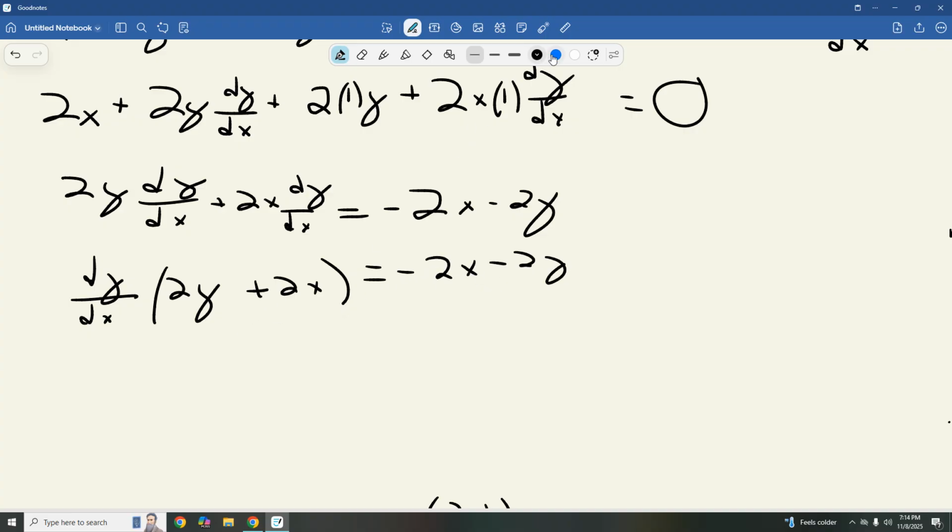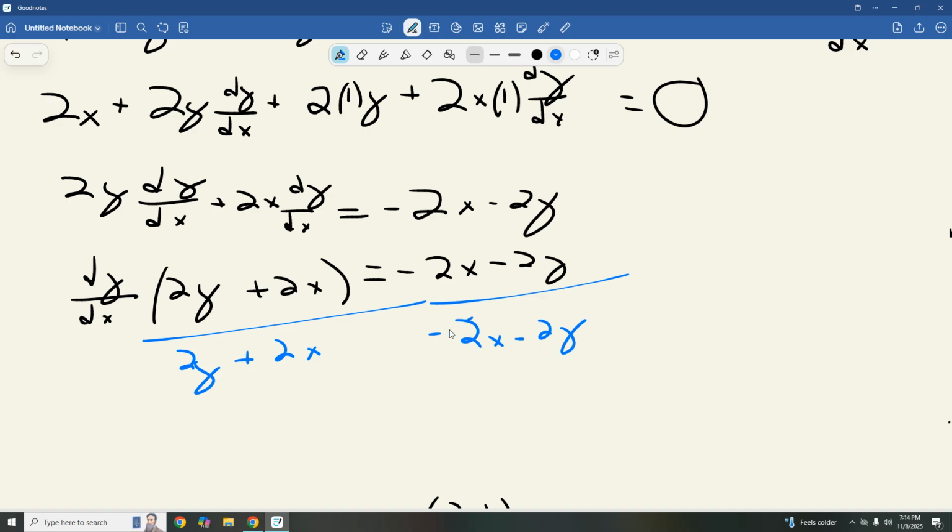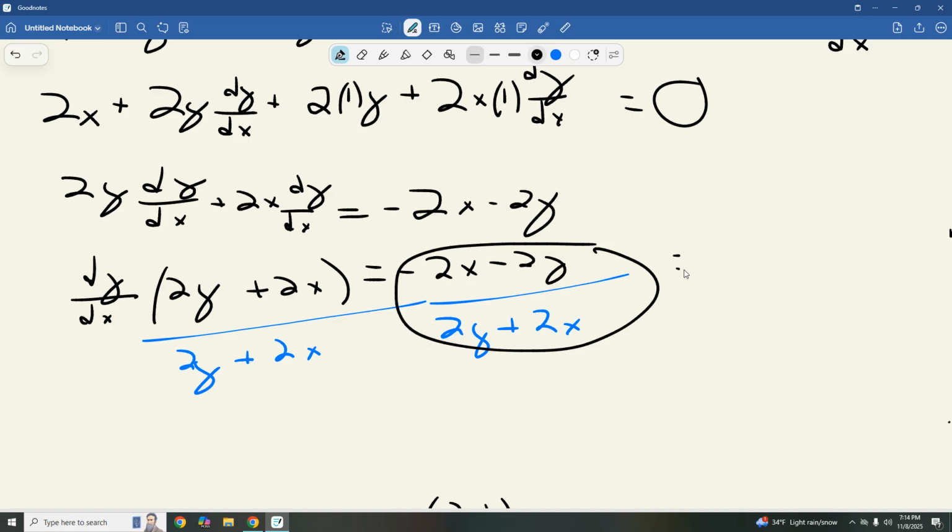Okay, and now we just need to divide. So now it's just like an algebra problem, so it's easy from here. 2y plus 2x. So the answer should be this. This equals dy over dx.